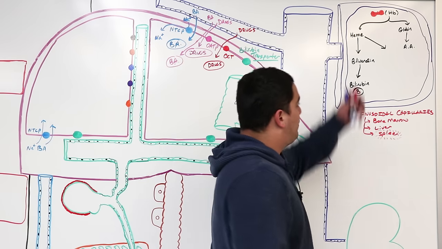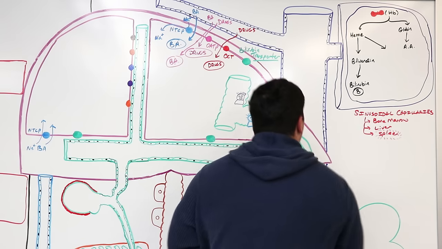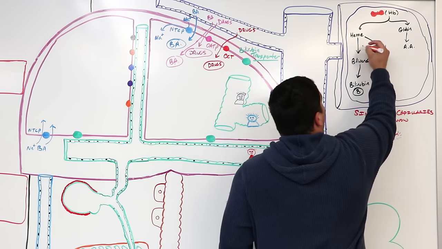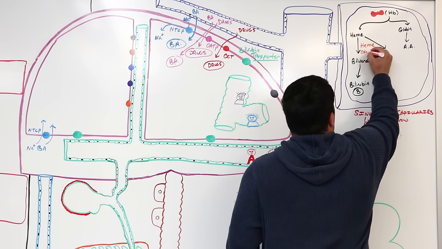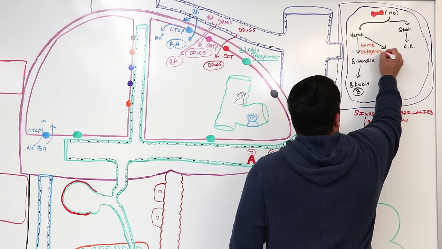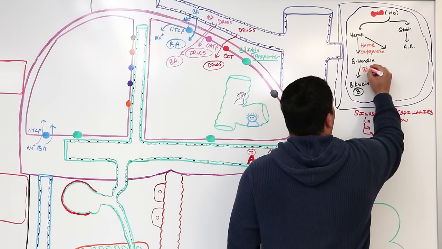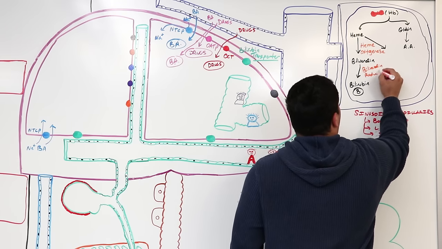Now, there's particular enzymes that are catalyzing these steps. What are some of these enzymes? For example, taking the heme and degrading it into biliverdin, this is called heme oxygenase. And then the enzyme that's converting biliverdin into bilirubin is called biliverdin reductase.